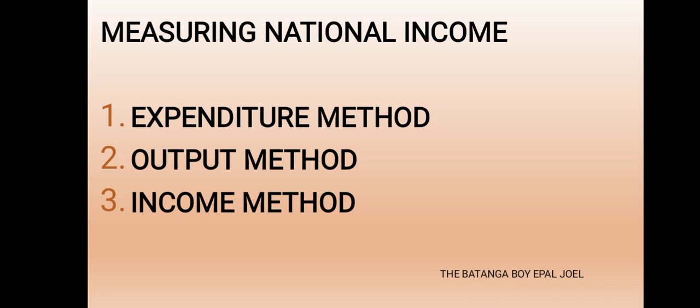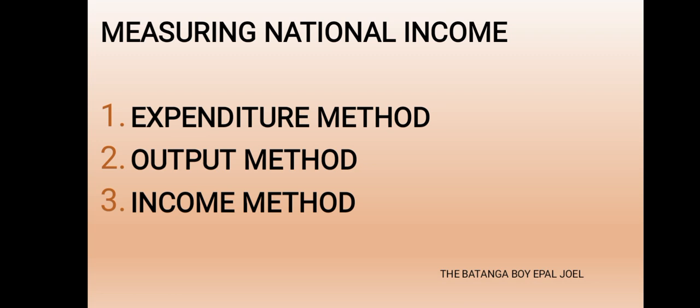And the best way we can measure the entire economy is by measuring the gross domestic product of the country. So this time around, we'll be looking at the measurements of national income. How do we measure national income? National income is the money value of goods and services produced in a country over a given period of usually 1 year. So three methods can be used to measure the value of goods and services produced in a country over a given period of 1 year.